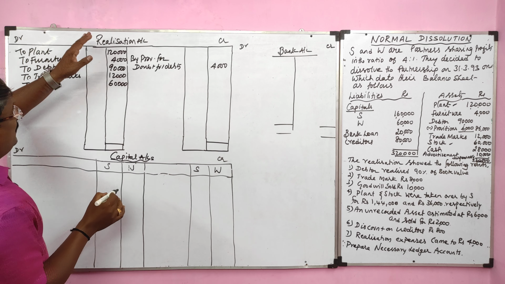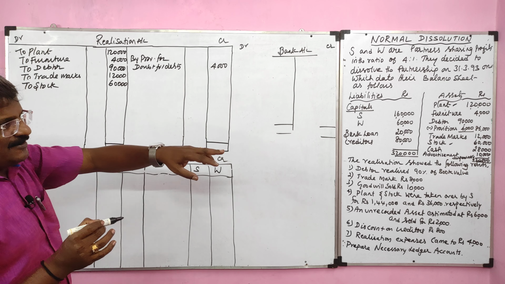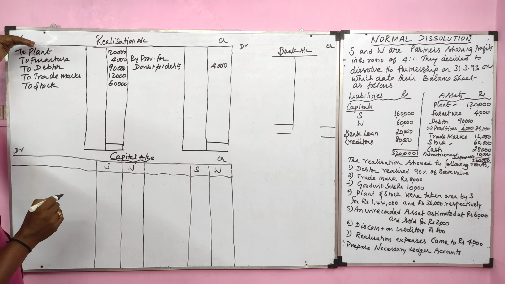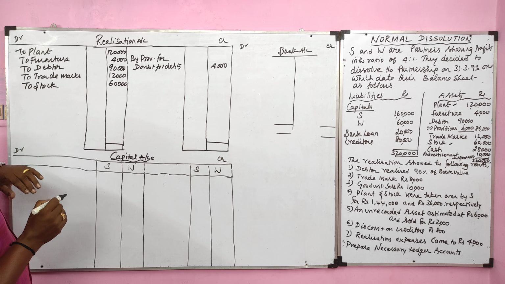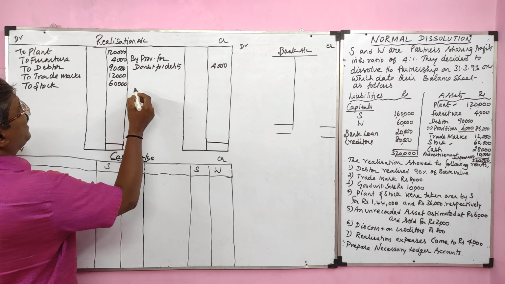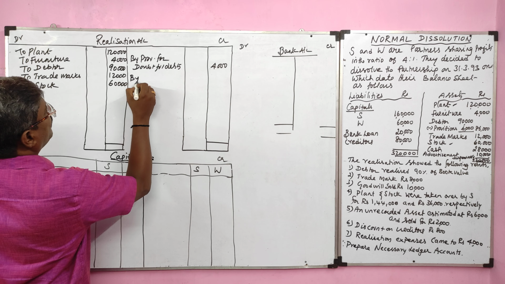Cash need not be transferred to the realization account. Advertisement suspense should be transferred to the partners' capital accounts. We transferred all assets to the realization account. Now we will record the entry for realization of assets. The entry is bank account debit to realization by bank.